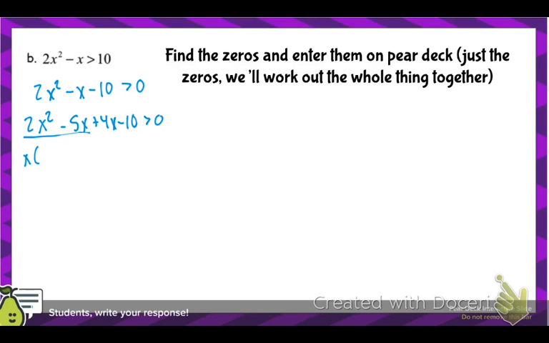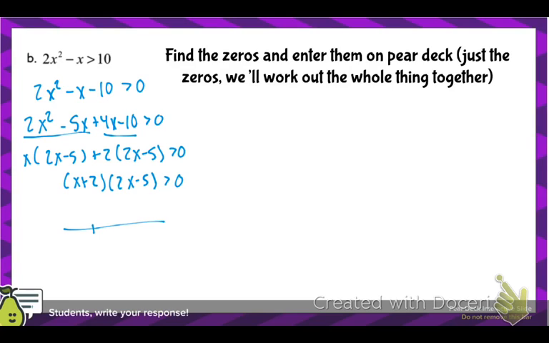Out of my grouping, x comes out, 2 comes out. So the factors that I'm left with, which means that my zeros then are -2 and 2.5 or 5/2.